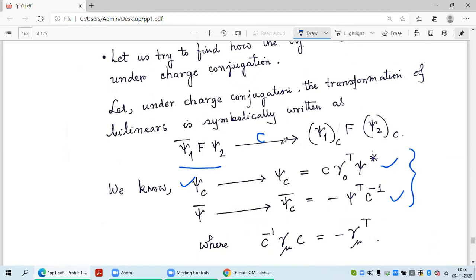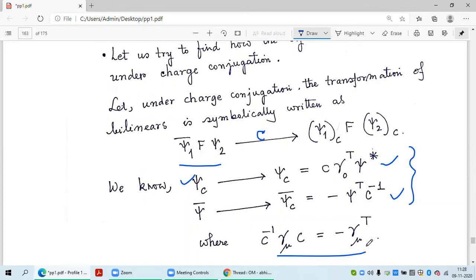So we have to put it here and check how this object can be related to psi1 and these objects without C. That's called knowing the transformation. So we have to find out this transformation. This is just a symbolic way of writing this. Now C satisfies this matrix relation, you know.